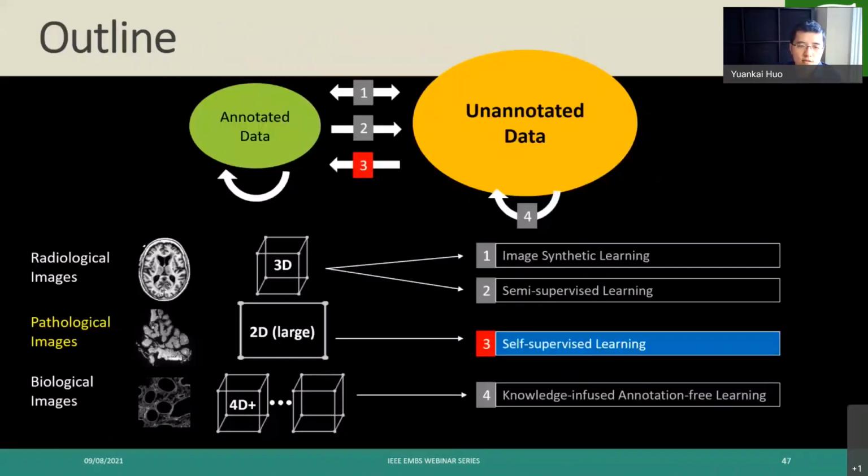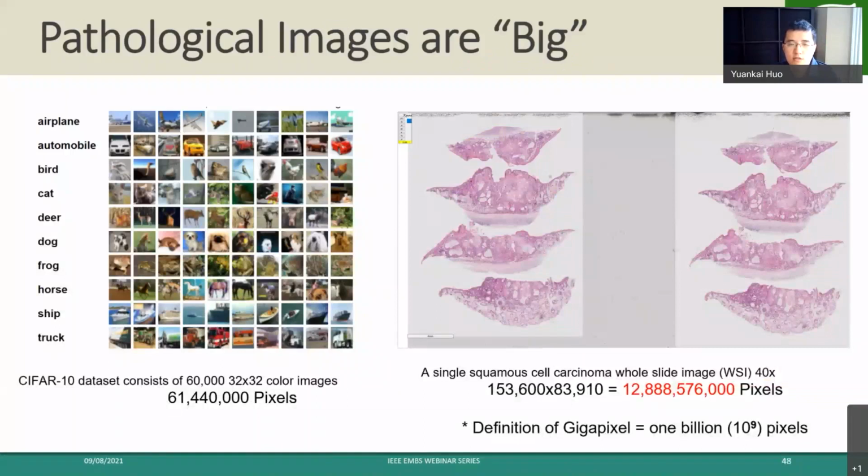Okay, so now I want to introduce the third family called self-supervised learning. In this case, the application is called pathological image analysis. As we show, the pathological image is very large. A single whole slide image for skin cancer can be larger than the entire CIFAR-10 dataset.